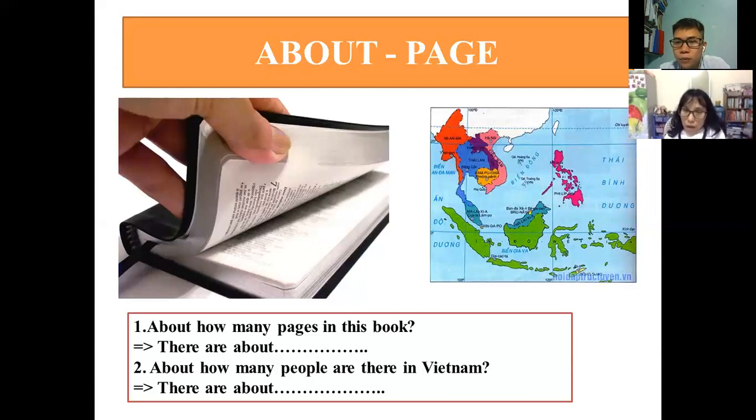The names of the countries in Southeast Asia, including Vietnam, Laos, Cambodia, Thailand, Myanmar, Malaysia, Singapore, Brunei, Timor, Philippines, Indonesia. You remembered a lot of countries in Southeast Asia.